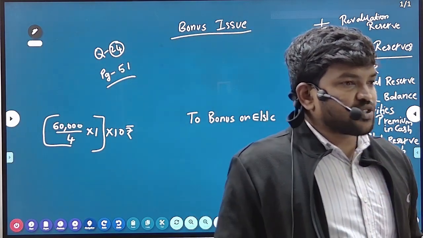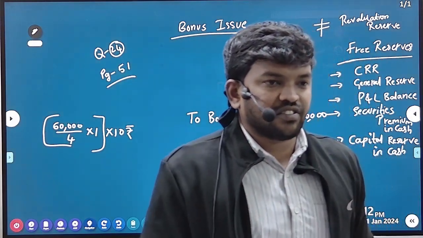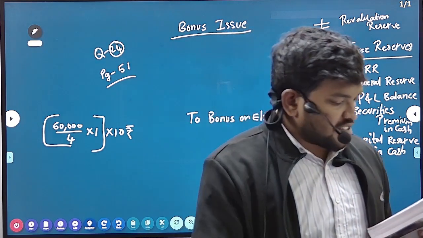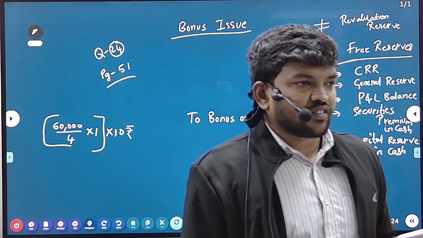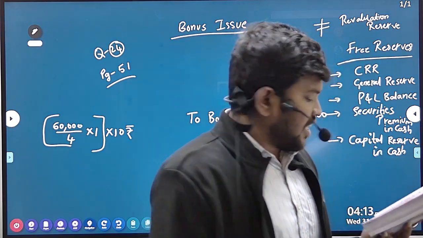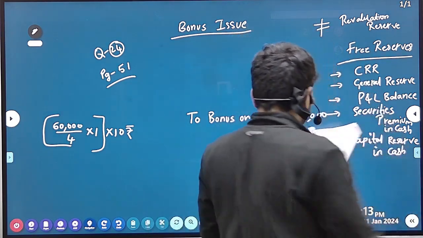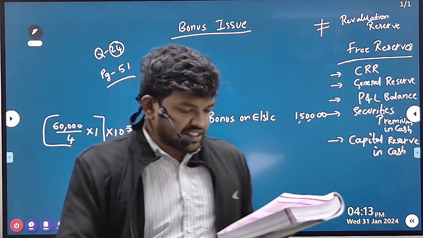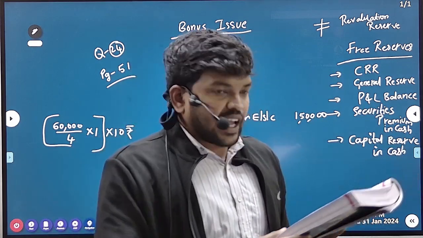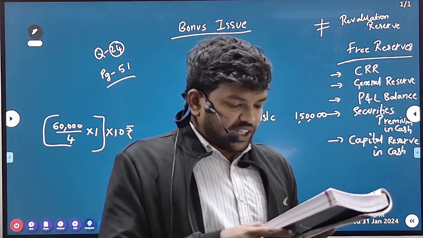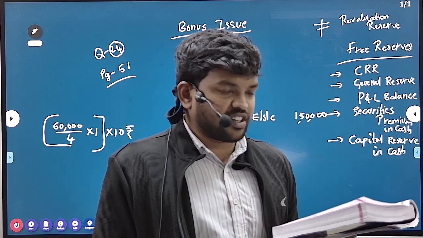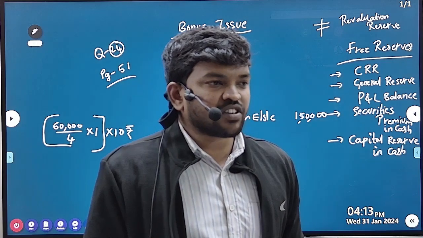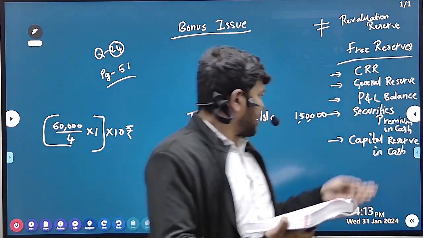Plant revaluation reserve. This is not a free reserve, so you should not use this balance. Securities premium account, this is a free reserve. General reserve, this is a free reserve. P&L account balance, this is a free reserve. Capital reserve including 37,500 being profit on sale of machinery, 1,12,500. See here, capital reserve.